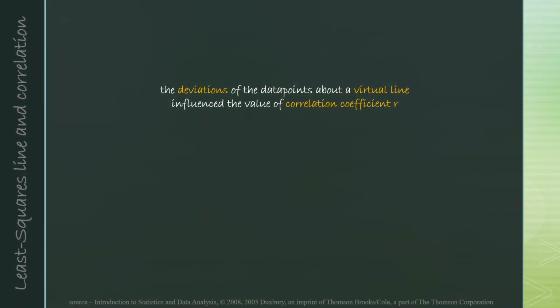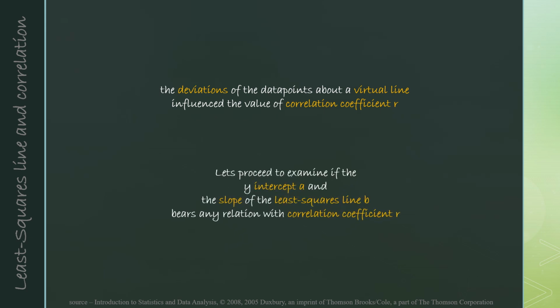Remember, we arrived at this least squares line, or the sample regression line, by continuing the discussion on the correlation coefficient, and the deviations of the data points about a virtual line influence the value of the correlation coefficient r. Let's proceed to examine if the y-intercept a and the slope of the least squares line b bear any relation with the correlation coefficient r.